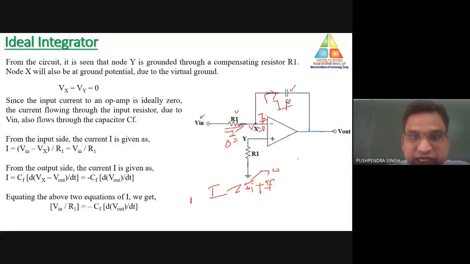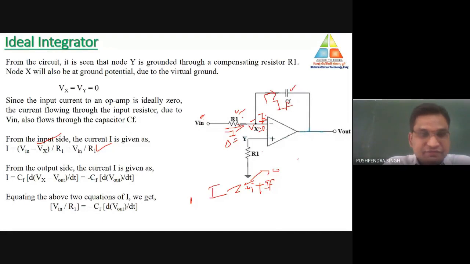I is equal to Vin minus Vx divided by R1. And as Vx is equal to Vy and Vy is connected to ground, Vx will also be at ground due to the virtual ground concept. So Vx is equal to 0. So from there, I is equal to Vin divided by R1. So that is the value of current I.